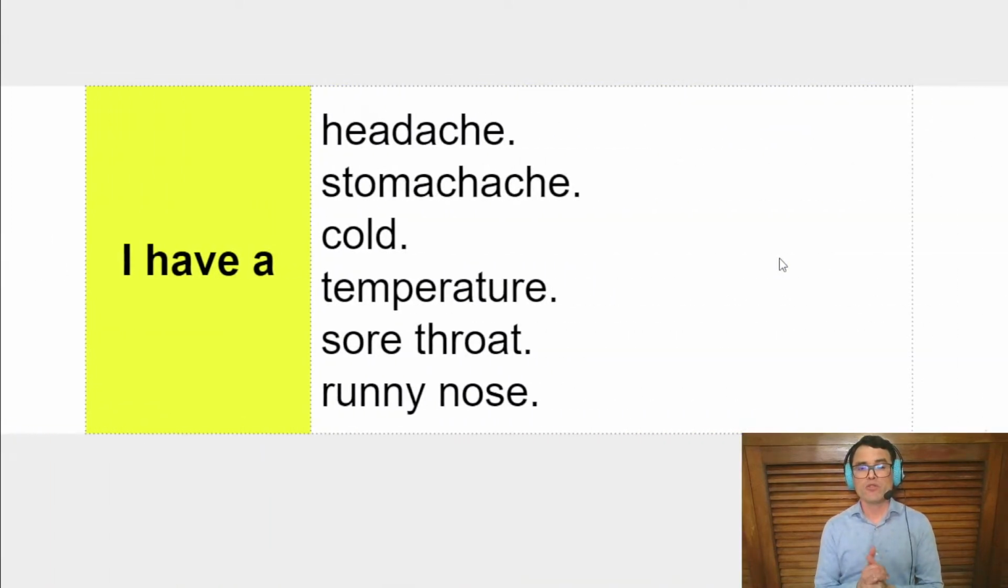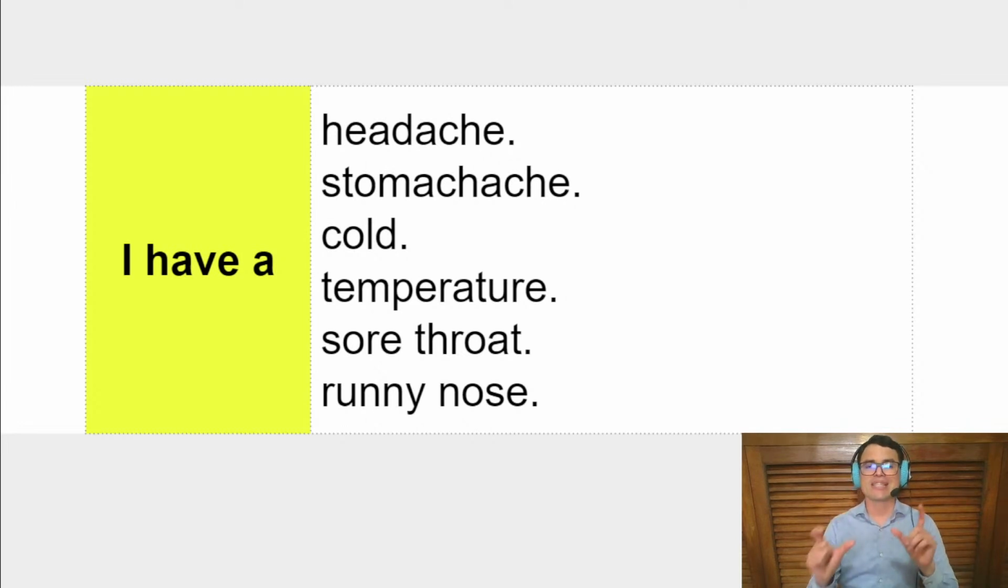For example, if you want to describe a physical problem that you have, you can memorize this phrase: I have a, and then you mention the problem. I have a headache. I have a stomach ache. I have a cold. I have a temperature. I have a sore throat. I have a runny nose. Correct? That is what you can do.